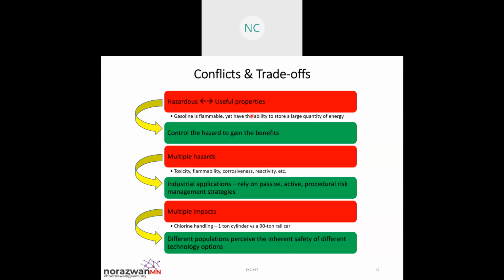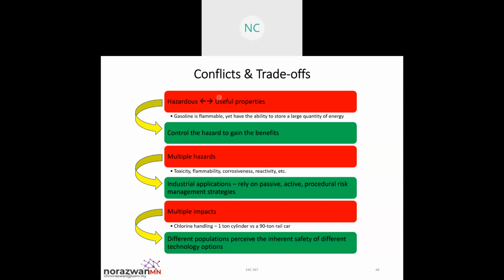So as long as the diesel and petrol car have not been replaced, and a replacement source of energy has not been discovered, we will still use this material. Okay, so there are some conflicts between the hazards and its useful properties.